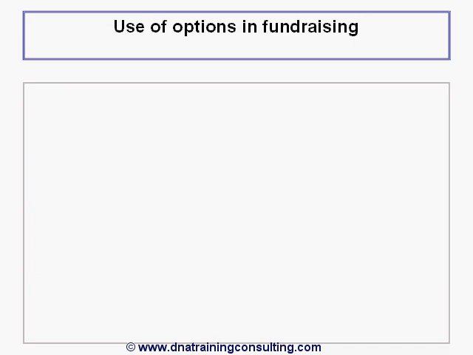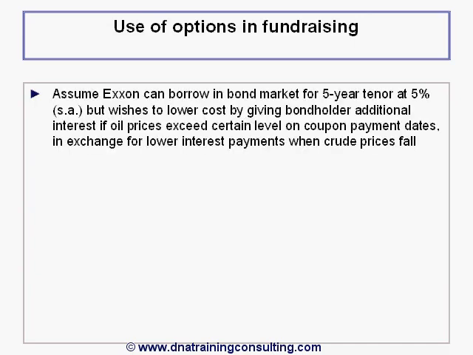Beginning with the use of options in a fundraising transaction, assume Exxon can borrow in the bond market for a 5-year tenor at 5% with coupons paid semi-annually, but wishes to lower its cost by giving the bondholder additional interest if oil prices exceed a certain level on coupon payment dates, in exchange for lower interest when crude prices fall.